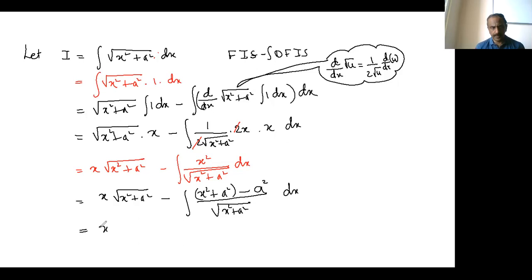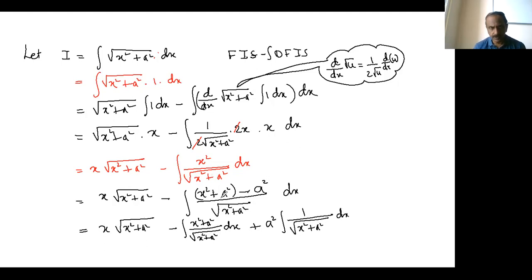So when I separate this denominator, it becomes x square plus a square divided by root of x square plus a square dx. Minus of minus becomes plus a square integral of 1 by root of x square plus a square dx. I took a step a little differently: this upon this gave me the first term, this upon this gave me the second term, but the constant I wrote outside. Minus of minus made it plus.